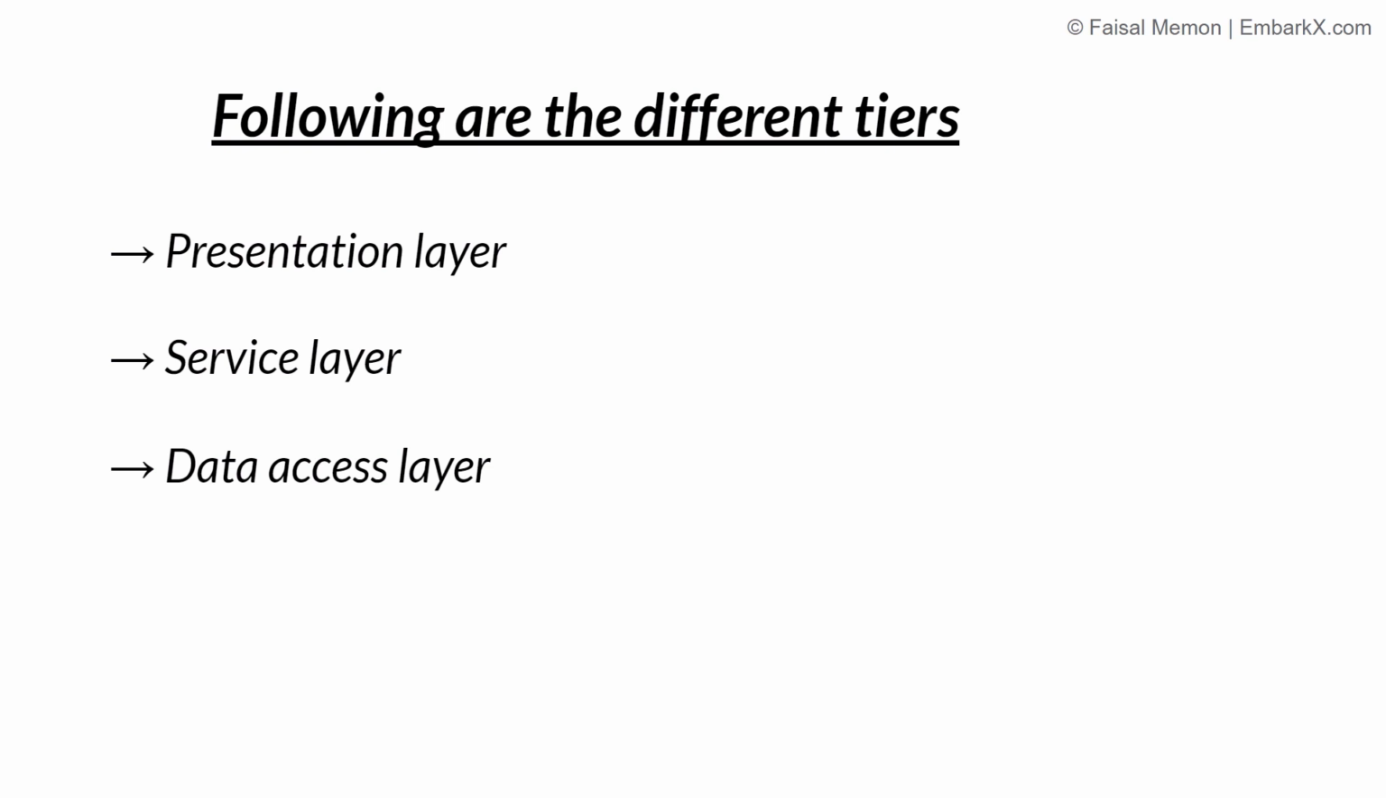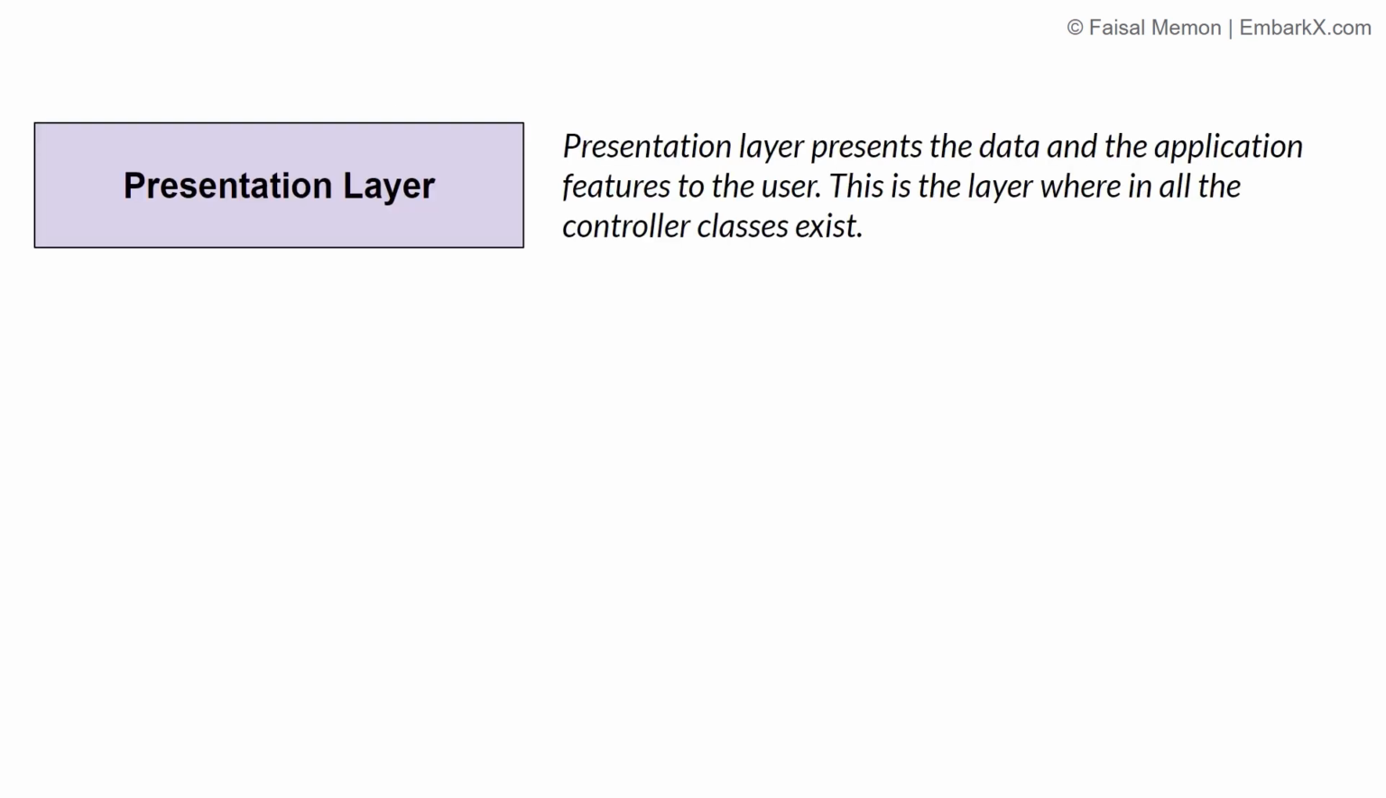Let's talk about each one of them individually. So what is the presentation layer? The presentation layer presents the data and the application features to the user. This is like the front end view, and this is the layer wherein all the controller classes exist. So what do controllers do? The controller accepts the request from the user, validates the inputs that the user has given, and passes it to the next layer, which is the service layer. Like I said, the presentation layer does the job of presenting data and information to the user.